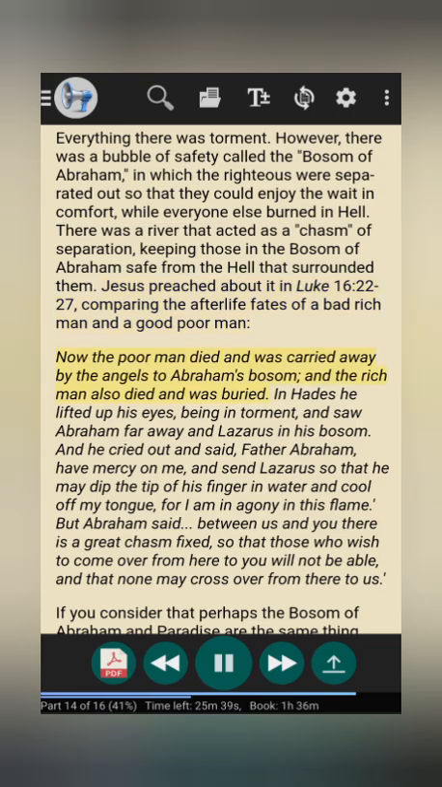Now the poor man died and was carried away by the angels to Abraham's bosom, and the rich man also died and was buried. In Hades he lifted up his eyes, being in torment, and saw Abraham far away and Lazarus in his bosom. And he cried out and said, "Father Abraham, have mercy on me, and send Lazarus so that he may dip the tip of his finger in water and cool off my tongue, for I am in agony in this flame." But Abraham said, "Between us and you there is a great chasm fixed, so that those who wish to come over from here to you will not be able, and that none may cross over from there to us."